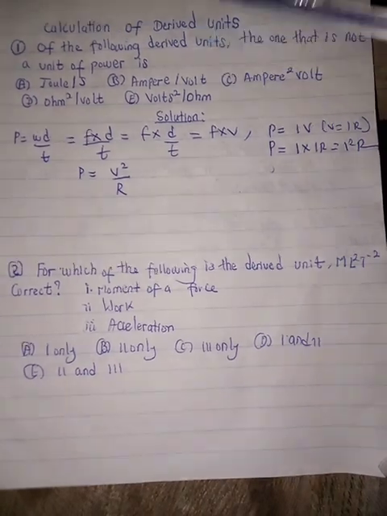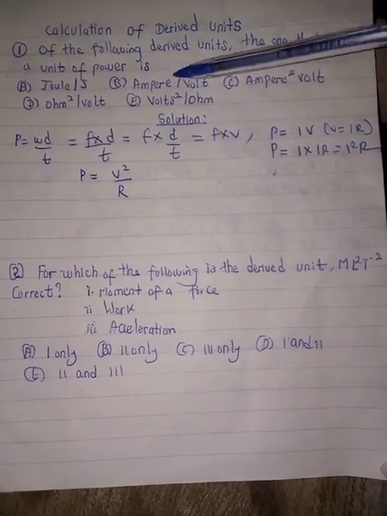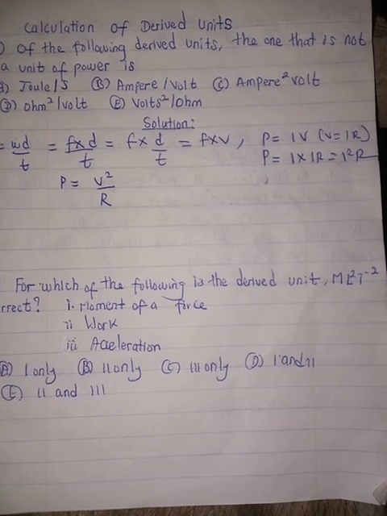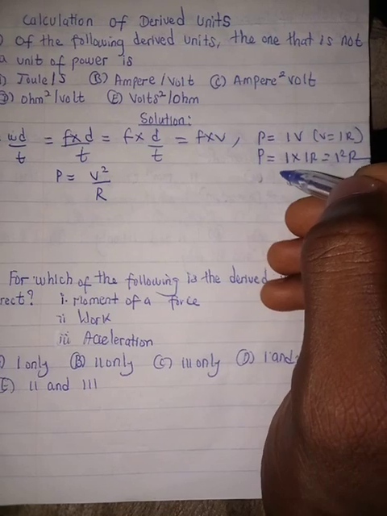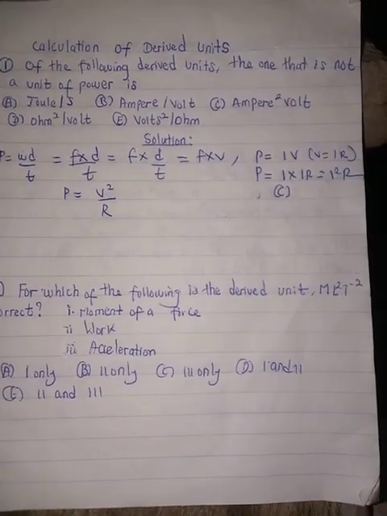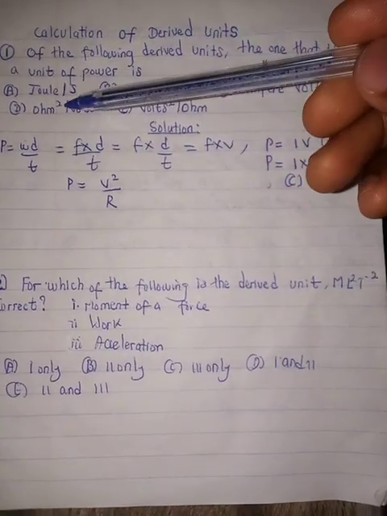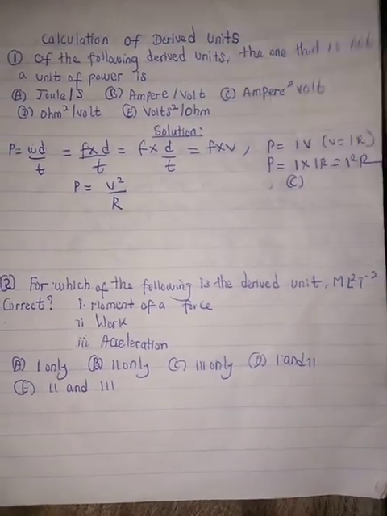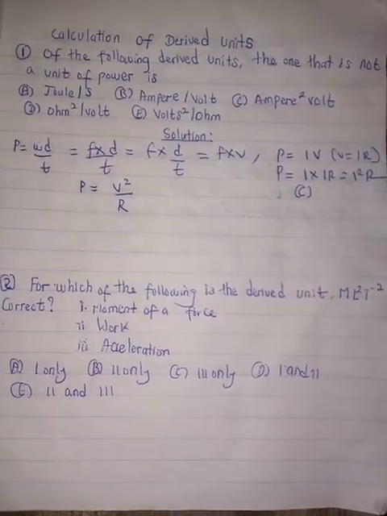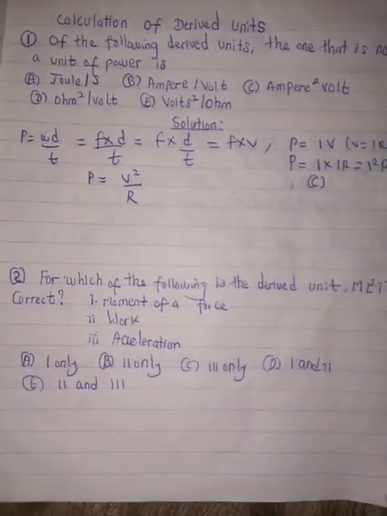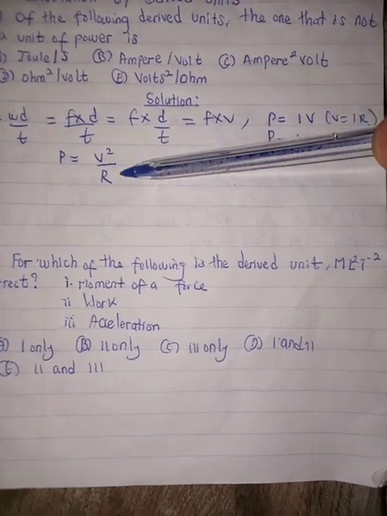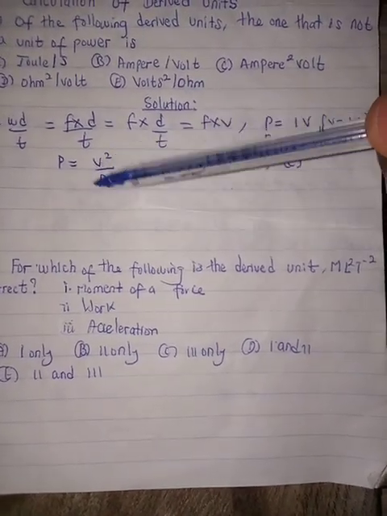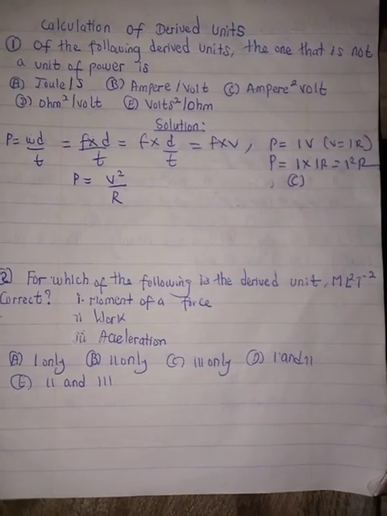Ampere per volt, that's ampere current over volts. Then C is ampere square volt, which is this. So this is the C now. Then D is ohm square over volt, which is very wrong. With this, you know it's very wrong because what I calculated here was volt square over ohm, not ohm square over volt. So the answer is D.